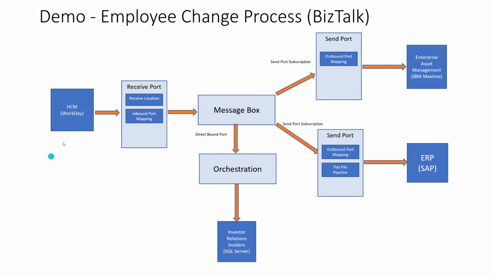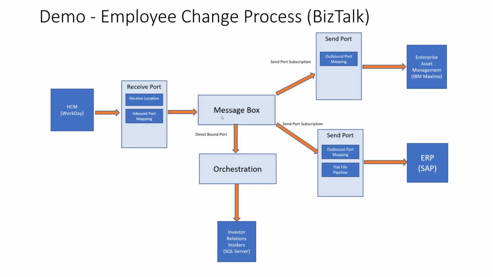So you might have a human capital management system or HCM system, such as, say, Workday, and you go ahead and get in a message. And as part of that message that comes through a receive port and receive location, you likely want to do some sort of inbound port mapping. And you're going to map from like an HCM specific message into a canonical message that you'll then go ahead and publish to the message box.